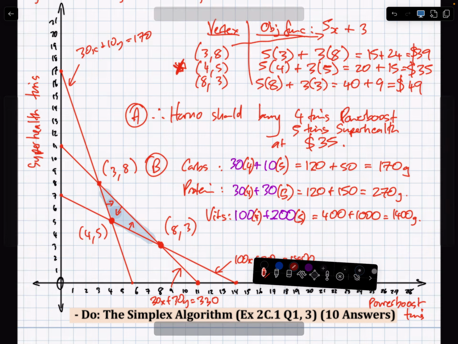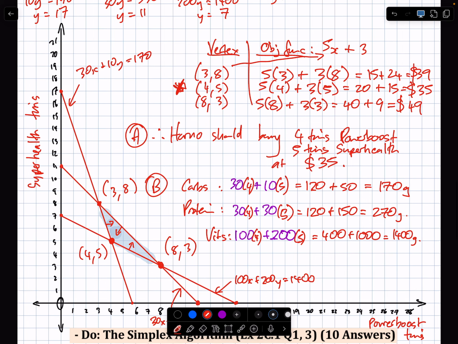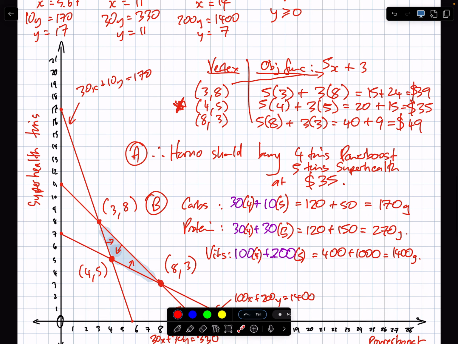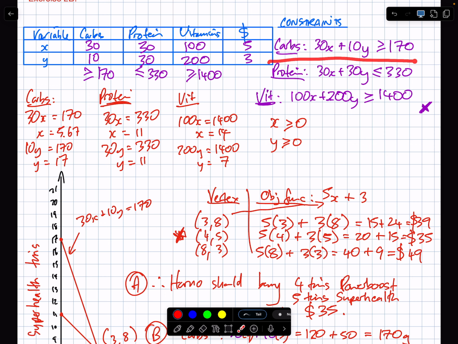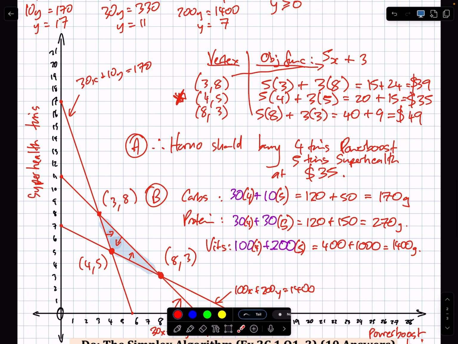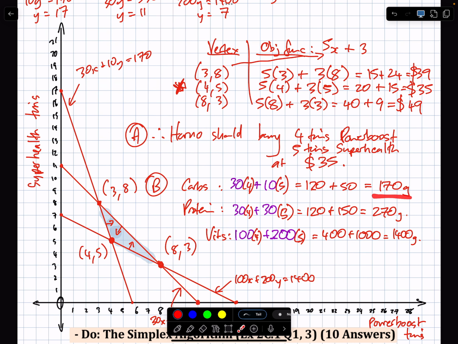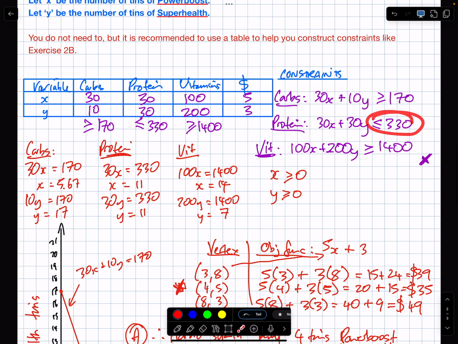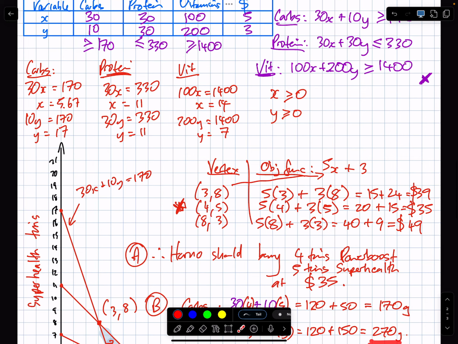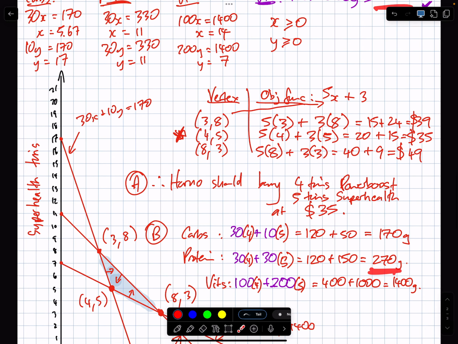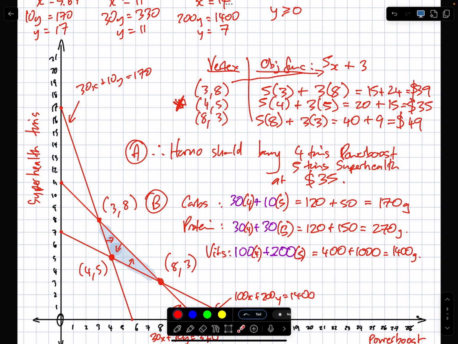Call back to the constraints that he had. Carbs. Did he meet the 170? He got at least 170, didn't he? By getting 4 and 5. Did he get less than 330? 270, that's what he got. And did he get exactly what he needed for vitamins? So that's what this process is about, okay?